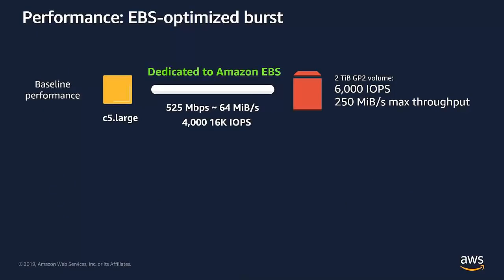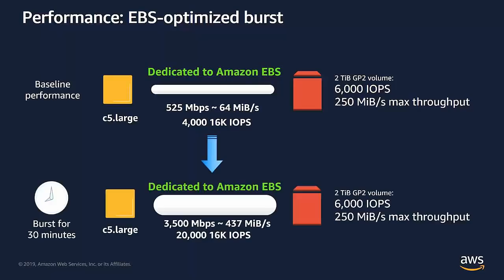In addition to having a baseline level of dedicated EBS bandwidth, some EC2 instance types can also burst to higher levels of performance. For example, C5 large instances have baseline performance of 64 megabytes per second and 4,000 IOPS. However, they can burst up to 437 megabytes per second and 20,000 IOPS for 30 minutes at least once every 24 hours. These instance types are a good choice for workloads that need much higher performance than normal, but only for short periods of time each day.